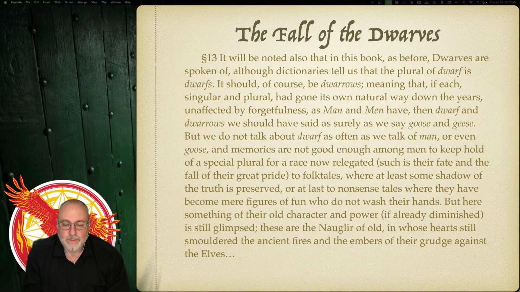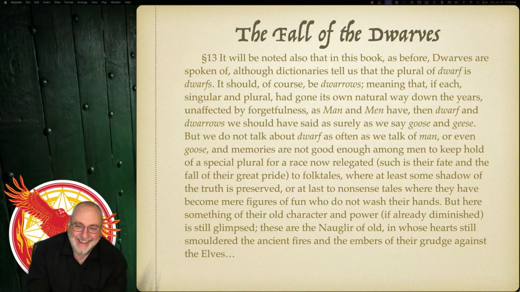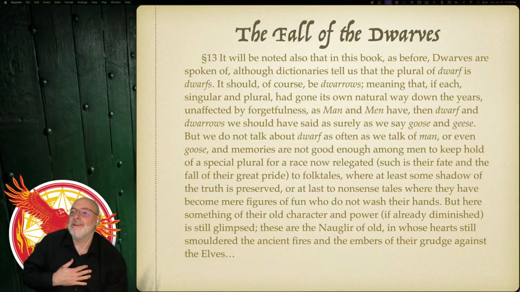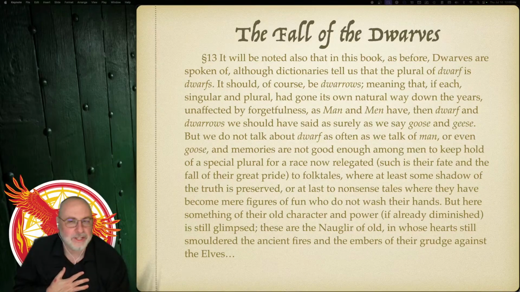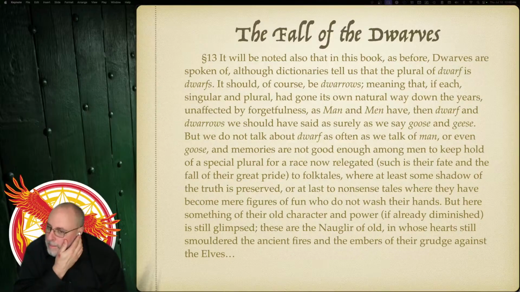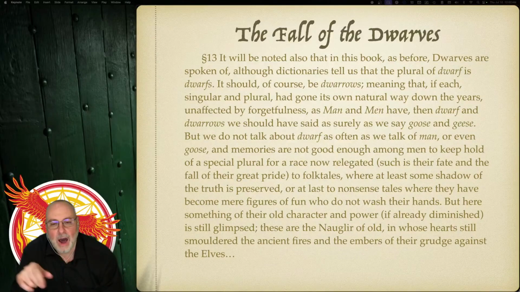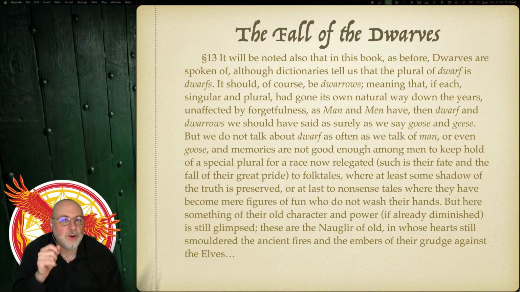Yes. So the final degradation of dwarves is Snow White, is Disney. Right? Yeah. But here, something of their old character and power is still glimpsed. But notice how he still operates within the historical frame. Such is their fate and the fall of their great pride.